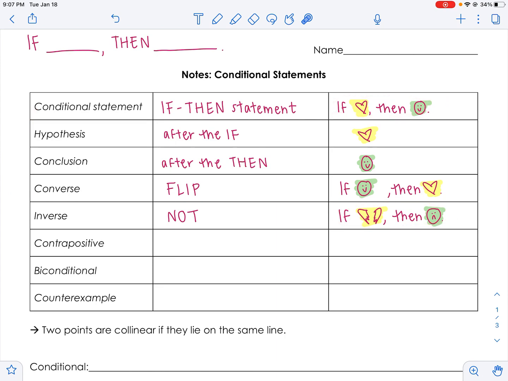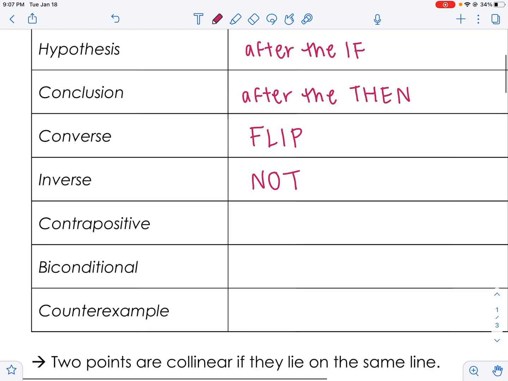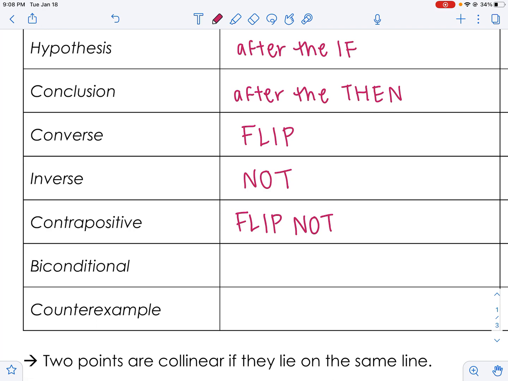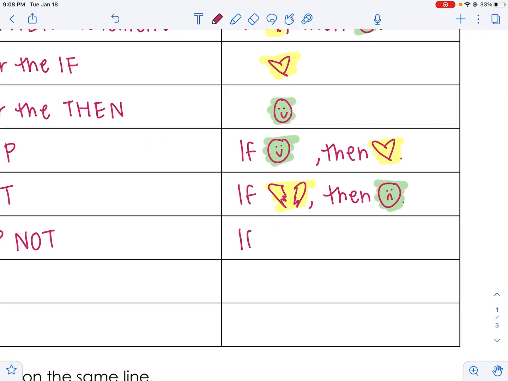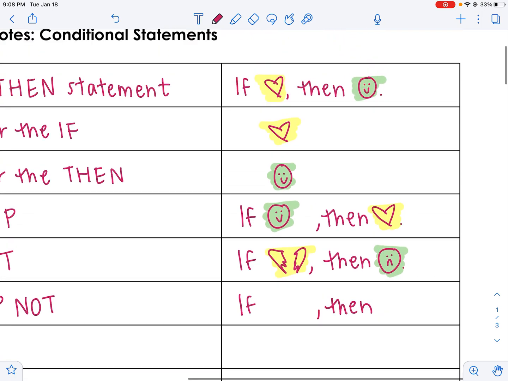Now, contrapositive is a long word. That's because the contrapositive is a flip it and not it. So just remember, the long one means that we do both. We flip it and we not it. So we're still keeping if and then. But now I'm going to flip it and not it.